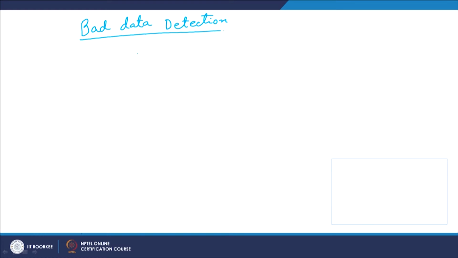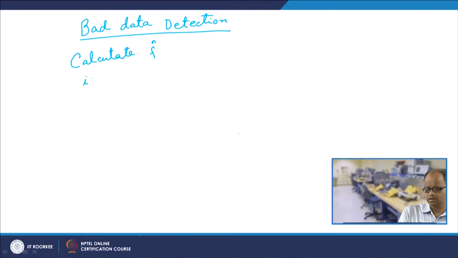So, what we are doing is bad data detection. When we are doing bad data detection, what we did is that we calculate f hat, and if f hat is greater than c k alpha, then we say that bad data exists.